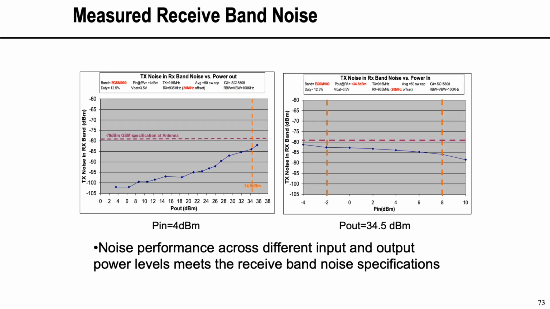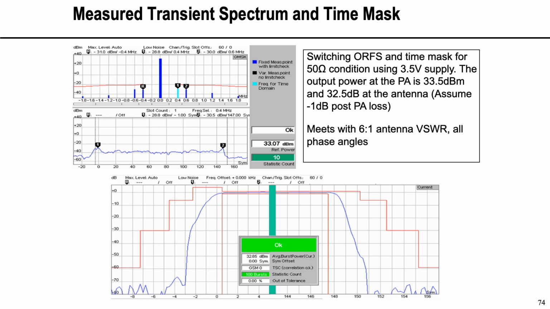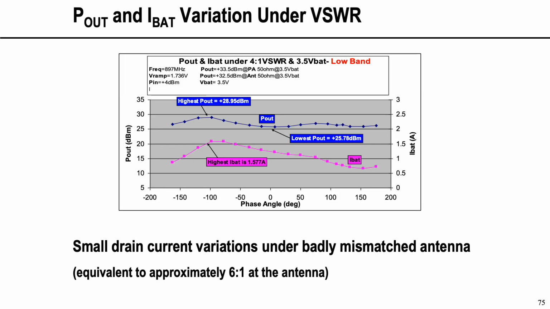Basically shows that the noise performance is good, the spectral and temporal masks meet these requirements. It can withstand various kinds of load mismatch. So if your load is not exactly 50 ohm, it can still produce power. It doesn't blow up. It doesn't do all sorts of crazy things. It is very well controlled over different battery voltages or supply voltages from 2.9 volt to 5 volts.